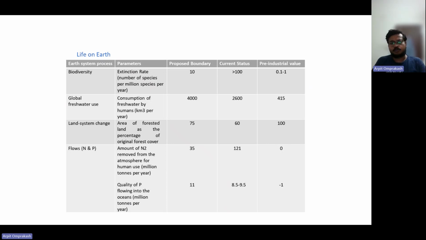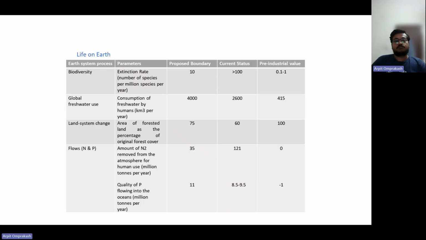Sorry, there is a very high amount of adaptation or mitigation strategies needed to deal with this. But freshwater use, we can plan from now on and make it better, right? Then land system change, which is basically area of forested land as a percentage of original forest cover. Here, original forest cover is taken as the pre-industrial value, so it has a value of 100, and currently the status is 60.